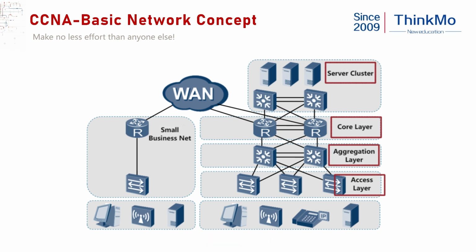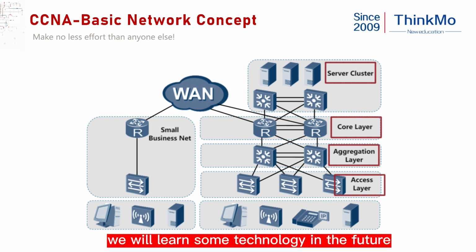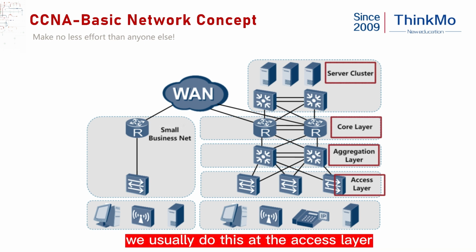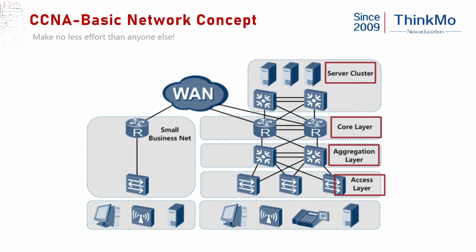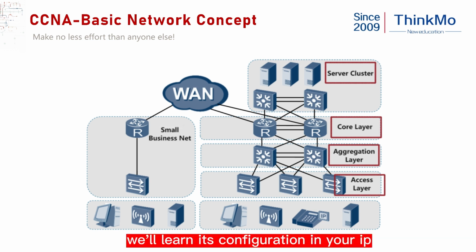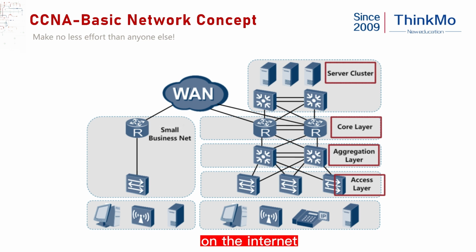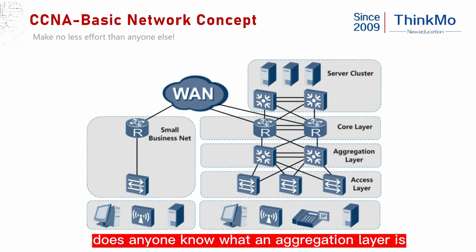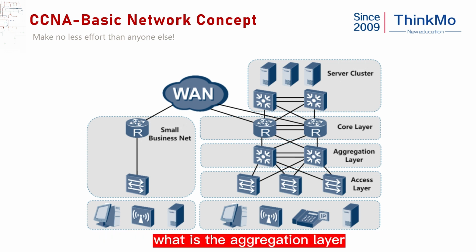Generally speaking, we will learn some technologies in the future, for example DHCP snooping. We usually do this at the access layer. We'll learn its configuration in your IP course. On the network, we will have a corresponding aggregation layer. Does anyone know what an aggregation layer is? What is the aggregation layer?